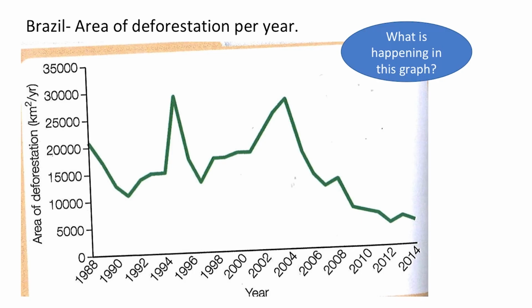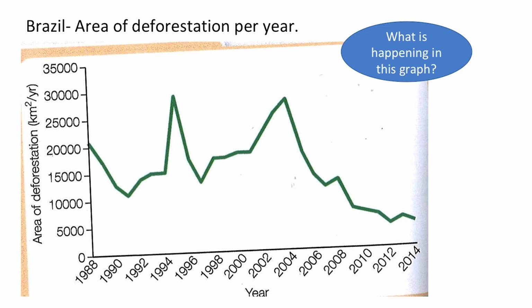Let's take a look at this version of a graph. This graph shows us Brazil and the area of deforestation per year. Once again, let's take a moment to look at the axes. On the left-hand side, it says the area of deforestation in kilometres squared per year. Remember that measurement, kilometres squared per year. I must include that in my response. Along the bottom, I've got the years, spanning from 1988 to 2014.